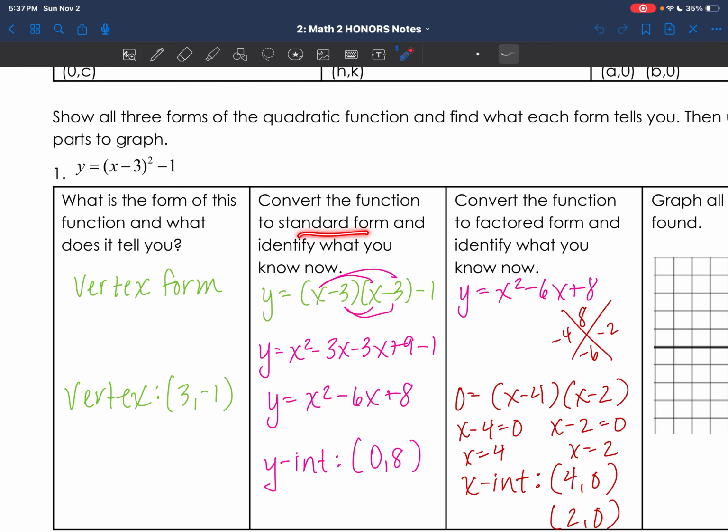And this is in standard form. And what's great about standard form is we can just look at it and say, oh, the y-intercept is (0, 8). So all you have to do is look at your c value, which is 8.